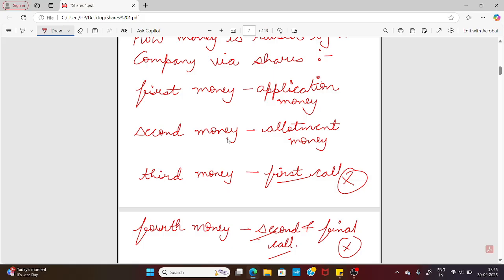So moving further, in the next class we will start with the numericals. We'll start with the general entries of the share capital chapter. This particular class was just to give you a very brief insight into what shares are, what share capital is, why a company issues share capital, and all those things. I hope you got a basic understanding of this chapter.